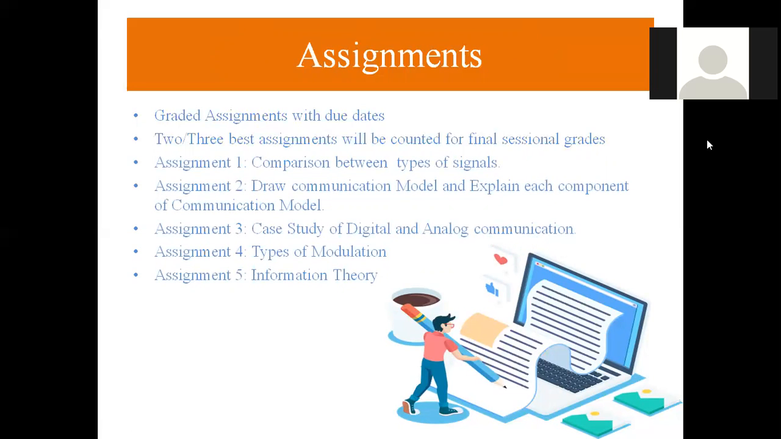So the assignments for this whole course, assignment 1 is basically comparison between types of signals. Assignment 2 is draw communication model and explain each component of communication model. Assignment 3, case study of digital and analog communication. And assignment 4, types of modulation. And assignment 5, information theory. So these are 5 assignments. These assignments will be assigned to you week by week, means when we go forward in the course, assignments will be assigned to you on particular dates.